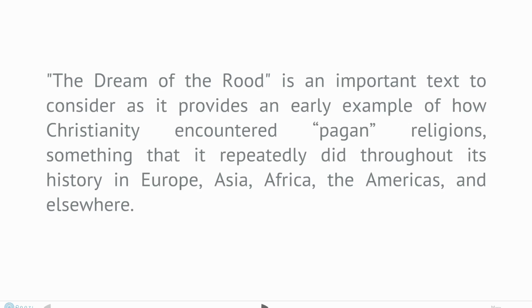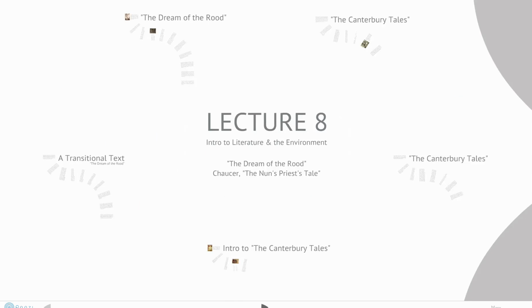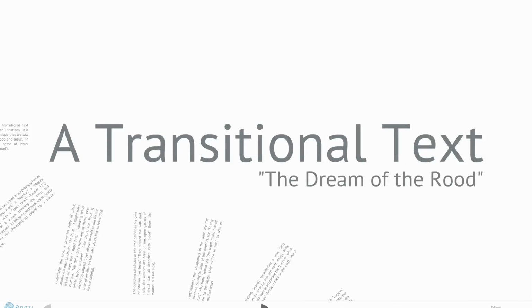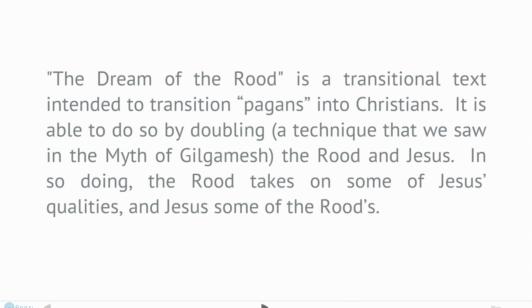So now we have this religion encountering this older religion, these earth religions, which it is going to do repeatedly all through Europe, Asia, Africa, the Americas. Everywhere it goes, it encounters different religions, and you're seeing here the collision of those. And it is a transitional text, or it suggests a transitional posture for Christianity. It's a transitional text in the sense that it transitions pagans, people of the earth, into Christians.